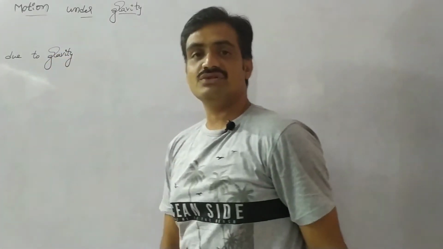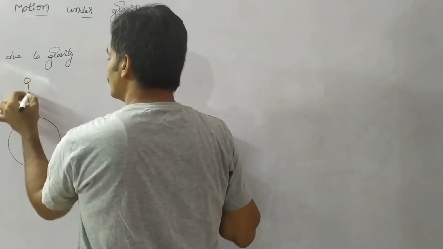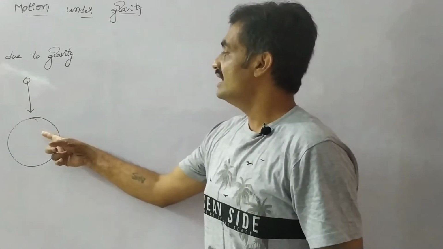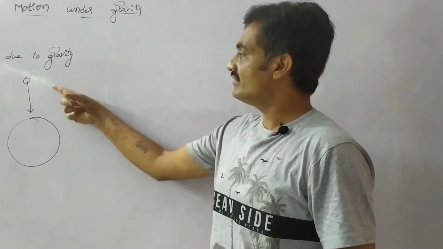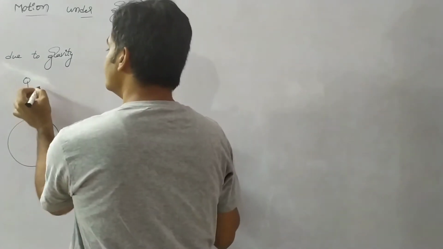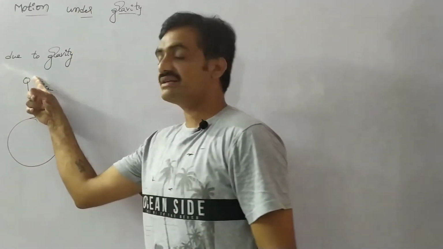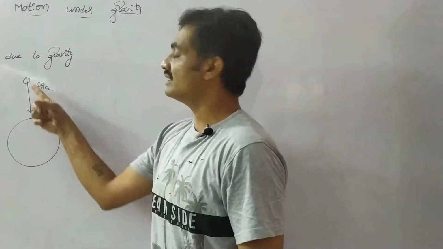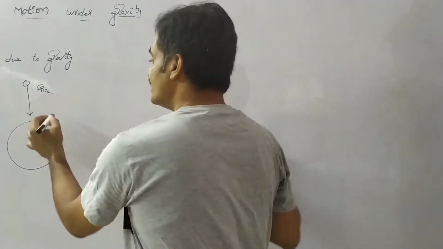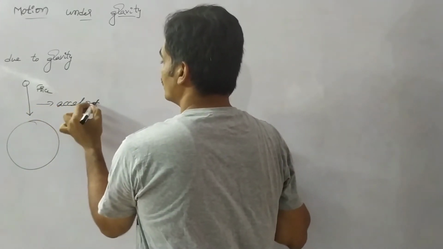Coming to force due to gravity, let us consider our earth. If a body is dropped onto the earth from a particular height, as the body is freely left, it starts moving towards the earth. This means a force is acting on the body. The force which drags the body towards the center of the earth is known as force due to gravity. And the acceleration acting in this case is the acceleration due to gravity.